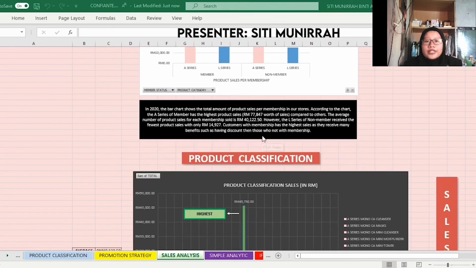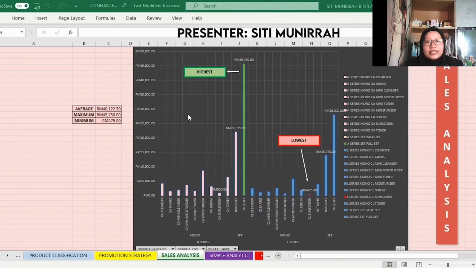Lastly, we have product classification sales. In this bar chart, we can see that among all the products, the full set from A series and L series receive the highest sales, with 45,750 ringgit and 28,000 ringgit respectively. Meanwhile, sunscreen from L received the lowest sales with only 4,075 ringgit.